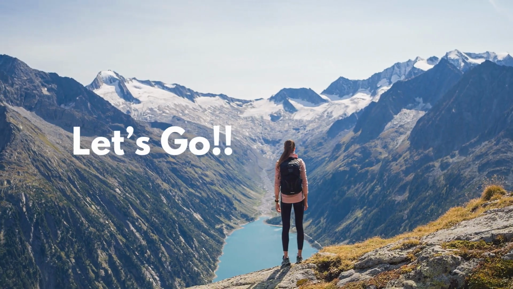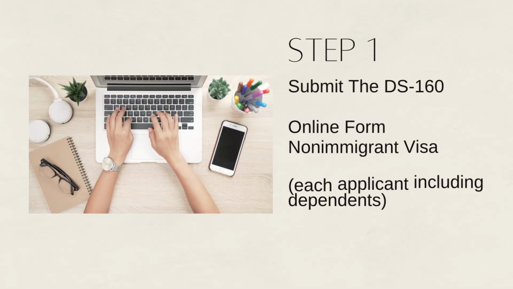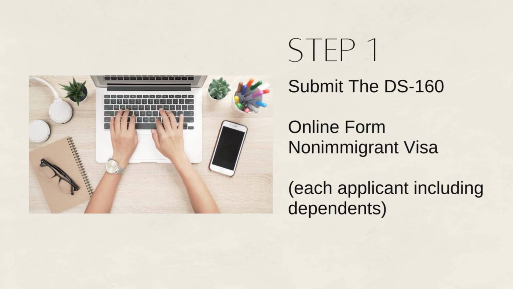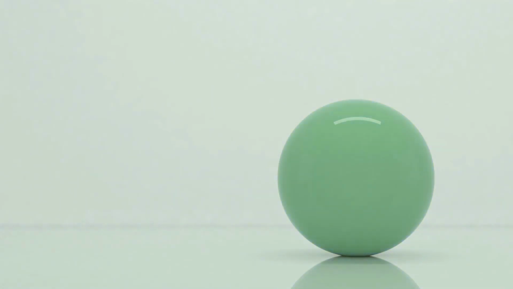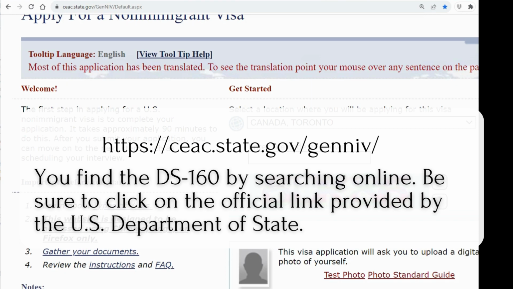Alright, let's get started. Step 1 of the submission process is to submit the DS-160. The DS-160 is an online application used to apply for a non-immigrant visa. For example, this form is used when applying for an E2 visa, tourist visa, student visa, and other non-immigrant visas. This is a dynamic form with questions that change and adjust depending on your answers.